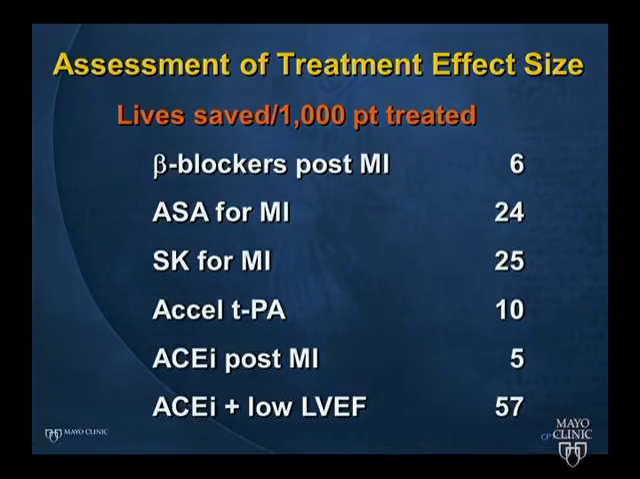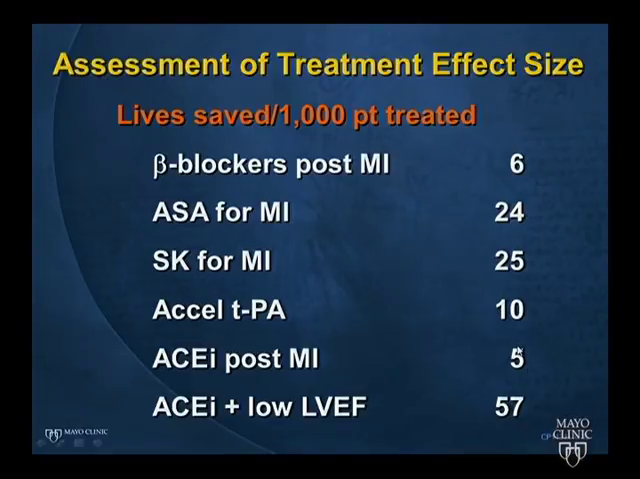So if you can understand that concept, you can then prioritize which treatments are most important for your patient. For example, beta blockers post-MI on average save about 6 lives per 1,000 patients treated. If you give aspirin for MI, 24, streptokinase, 25. If you change the streptokinase for accelerated TPA, you save an incremental 10 lives. Now look at this. ACE inhibitors post-MI, this is a performance metric for our hospitals. They only save about 5 lives per 1,000 patients treated.